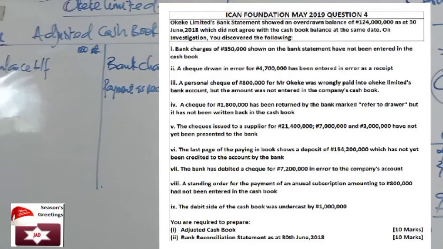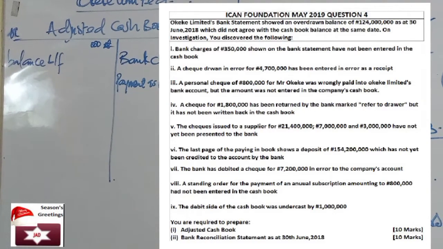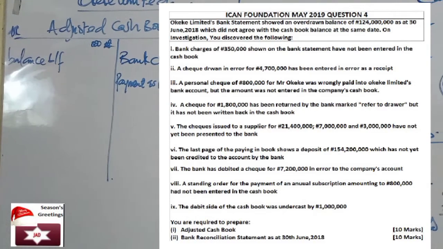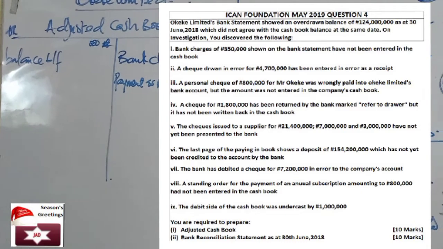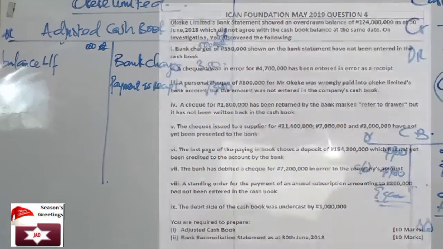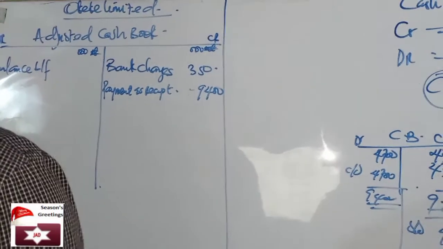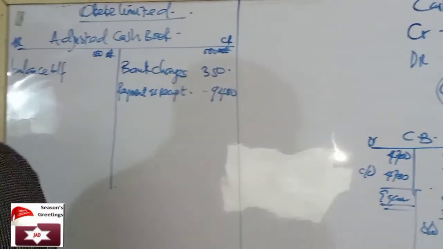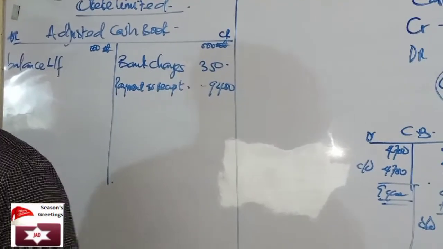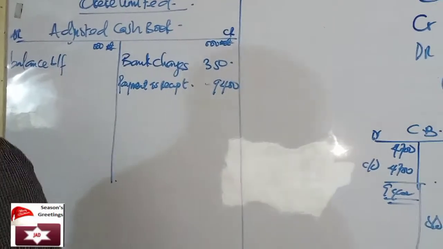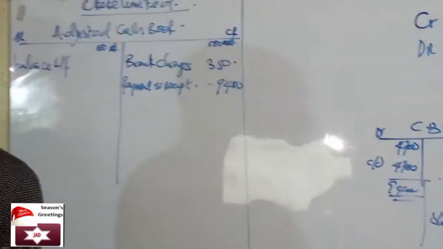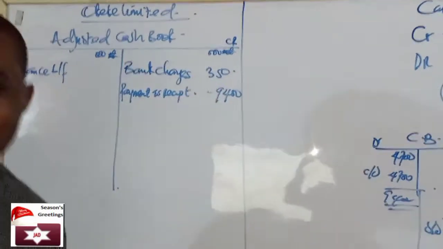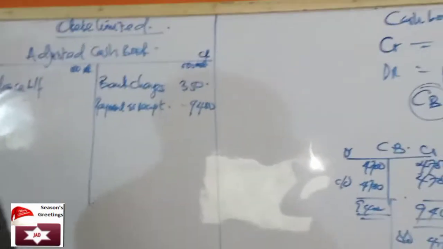So the next error there, they said a personal check of 800,000 for Mr. OKK was wrongly paid into OKK Limited's bank account, but the amount was not entered in the company's cash book. So what we're saying is that the check belongs to the owner of the business, which is OKK, but they paid it into the company's account. Okay, so there are two things there. We can decide to adjust it in the cash book, and then the following month we'll write it out again.